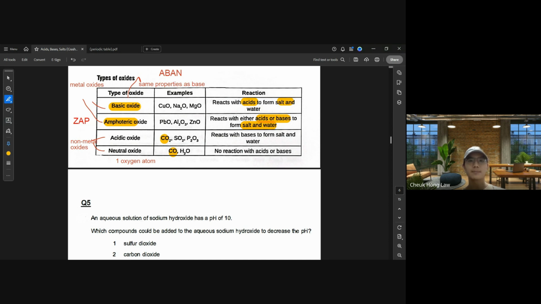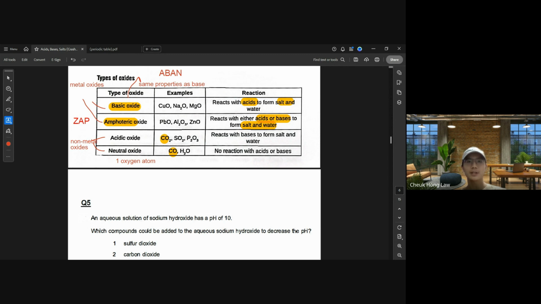Acidic oxides are basically the same thing, but with two or more oxygen atoms. If you have a non-metal and two or more oxygen atoms, they are your acidic oxides. For example, carbon dioxide, sulfur dioxide, and phosphorus oxide all have two or more oxygen atoms. You see, CO2, SO2, and P2O3. So that's how you differentiate acidic and neutral.